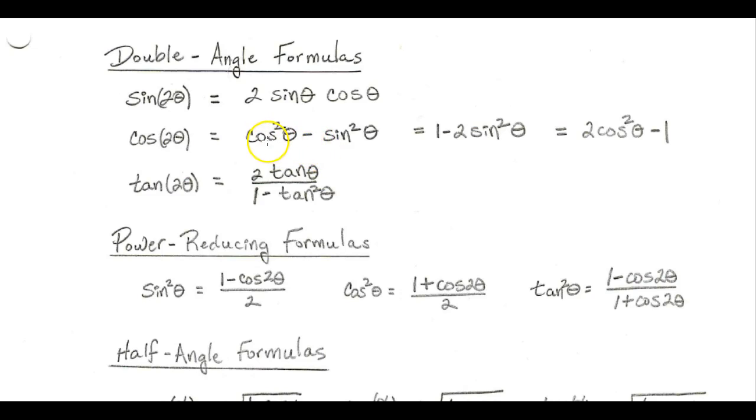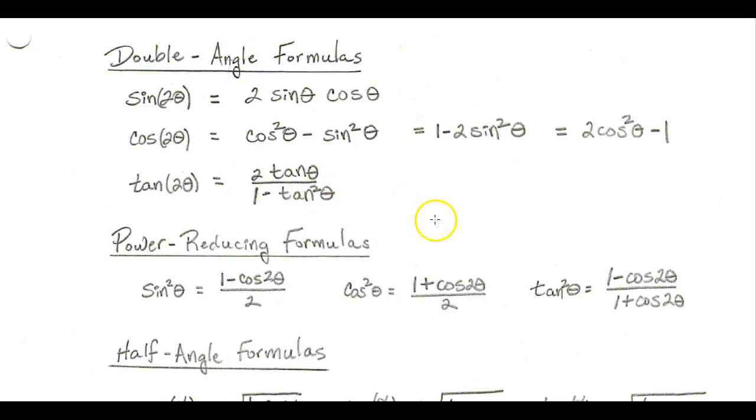So cosine squared theta could be 1 minus sine squared theta. That gives us 1 minus 2 sine squared theta. And sine squared theta would be 1 minus cosine squared theta. So that would give us 2 cosine squared theta minus 1. So those are 3 different identities you can use for cosine of 2 theta. Tangent of theta plus theta, tangent of 2 theta, comes from tangent of alpha plus beta. Right? So in other words, it's 2 times the tangent of theta, divided by 1 minus tangent squared of theta.